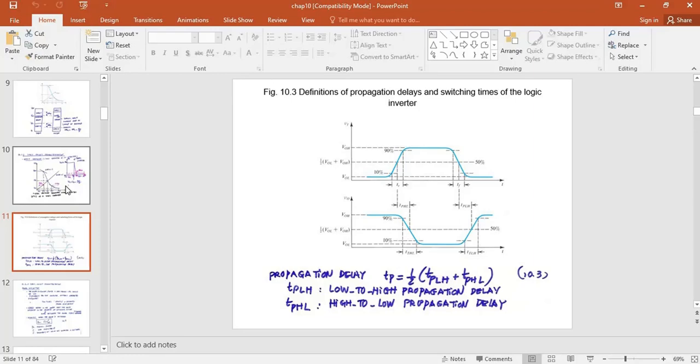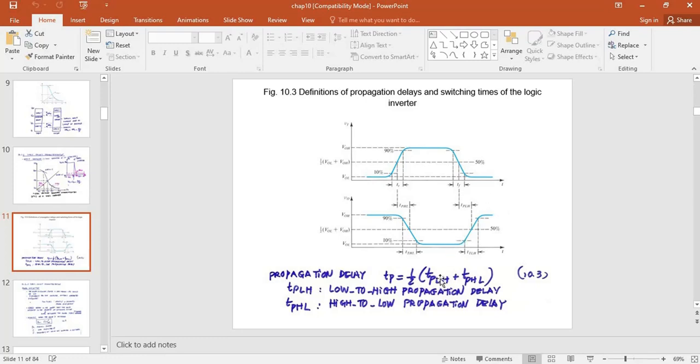So let us now try to get the propagation delay of our inverter. To get the propagation delay, we need to get the values such as TPHL and TPLH.